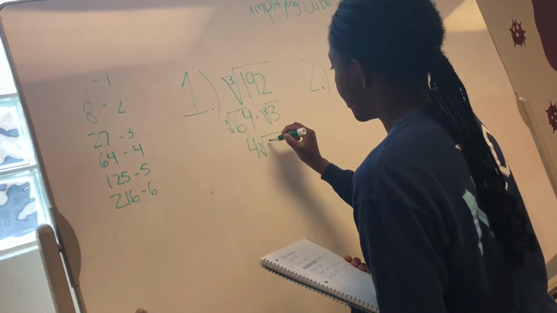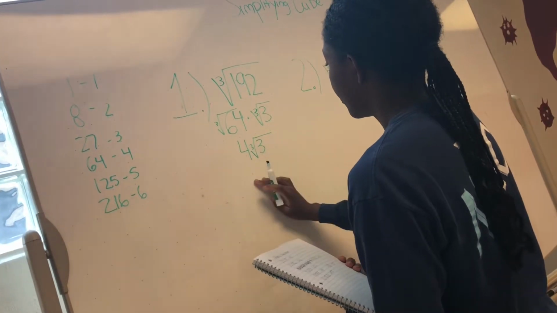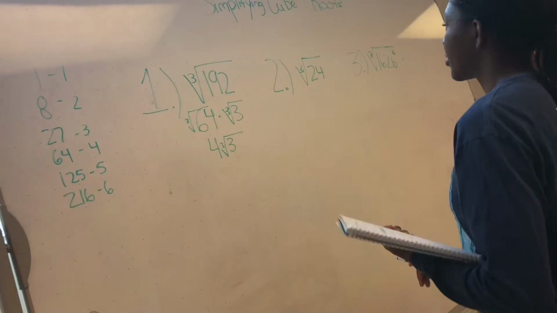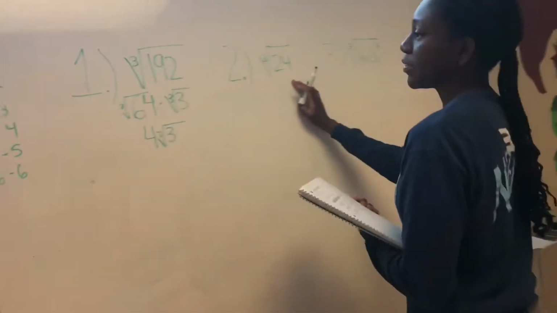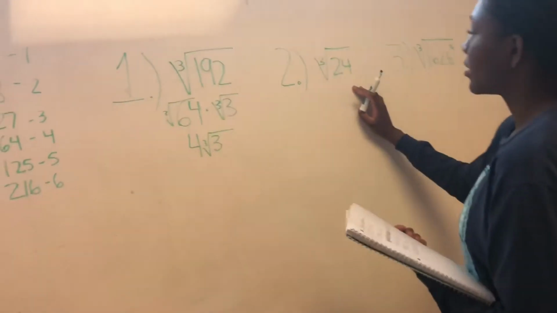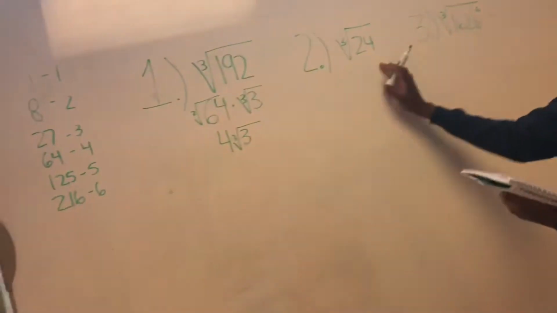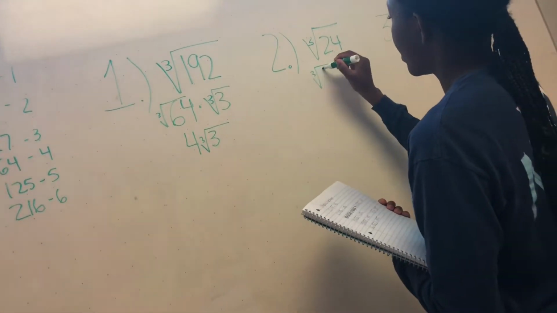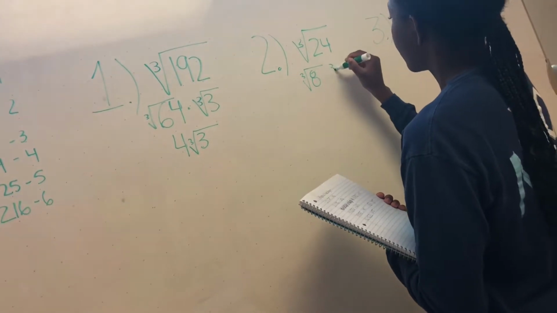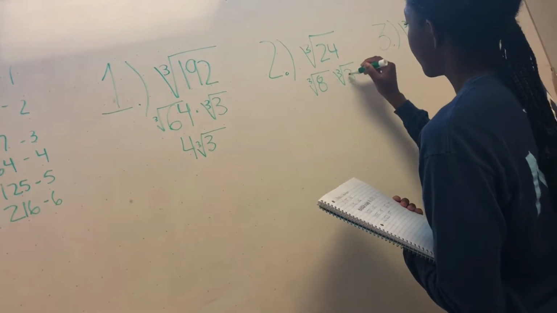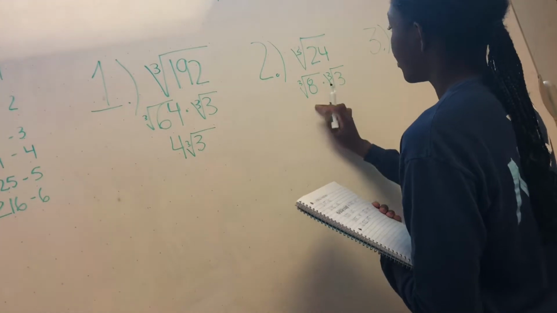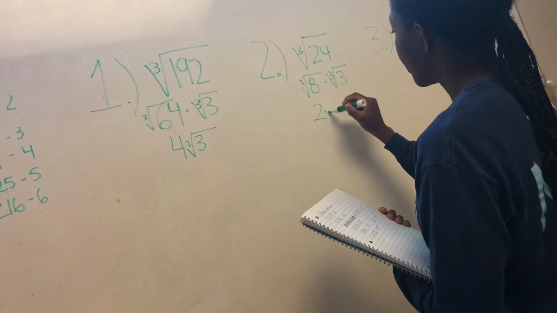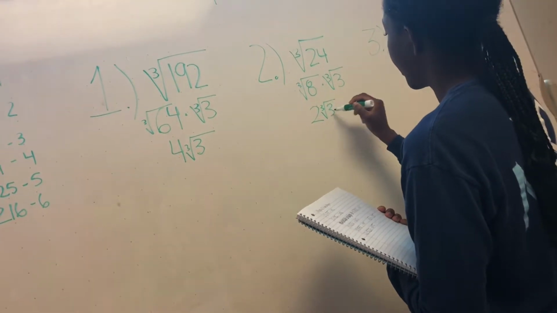And I'm going to end up with 4 cube root 3. So that one's fairly simple, and this one's going to be fairly simple too, because I know that 8 goes into 24, so I'll do cube root 8, cube root 3, and I know that this is going to reduce to 2. So it's going to be 2 cube root 3.